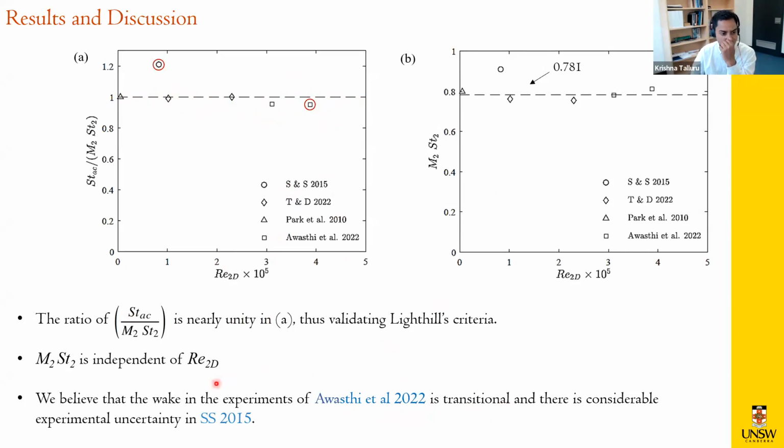What we also notice is this product M2 times ST2 is also independent of RE2D, which establishes both Mach number and Reynolds number independence. So once you have a sufficiently high Mach number, you can also use this to predict what the Strouhal number would be in post-shock conditions.